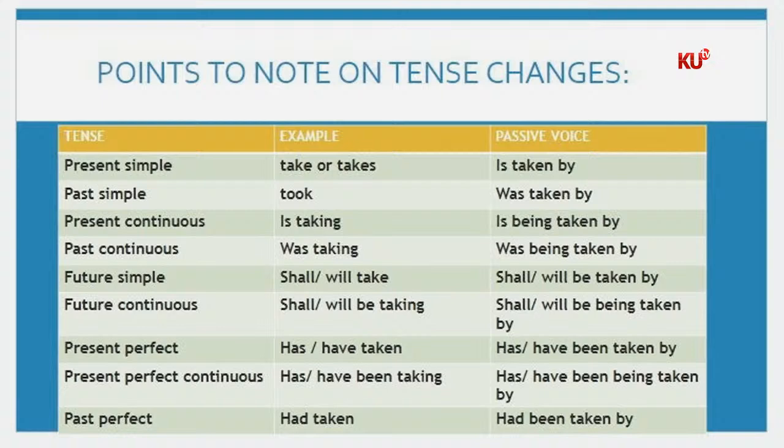Finally, we have past perfect. When you have past perfect, it uses had plus verb. For example, John had taken my book. It becomes my book had been taken by John. So that is how we change in consideration with the tenses that we have.